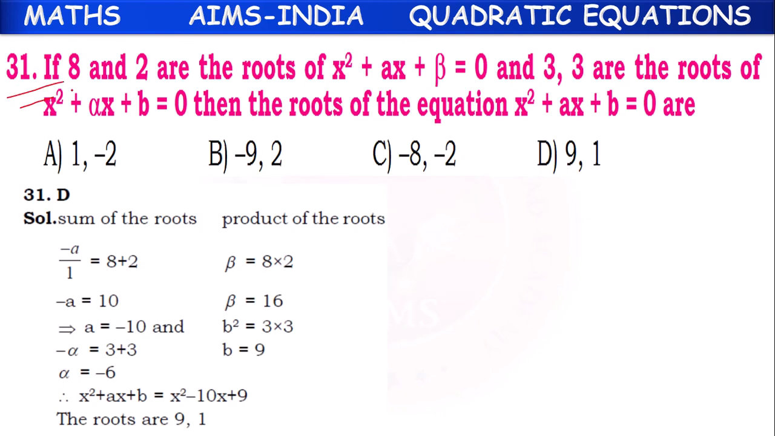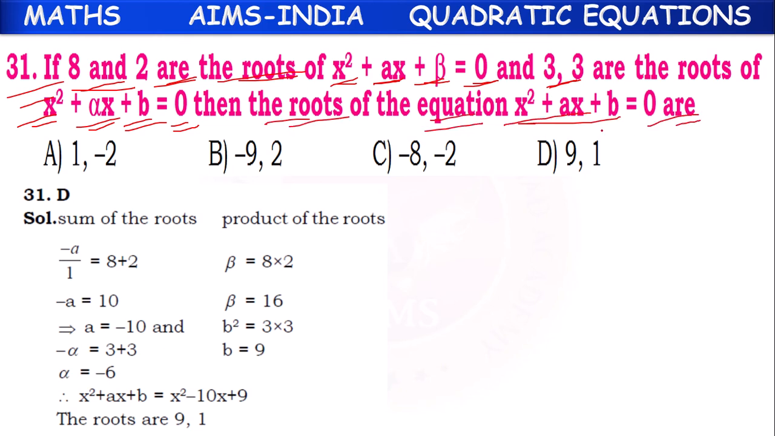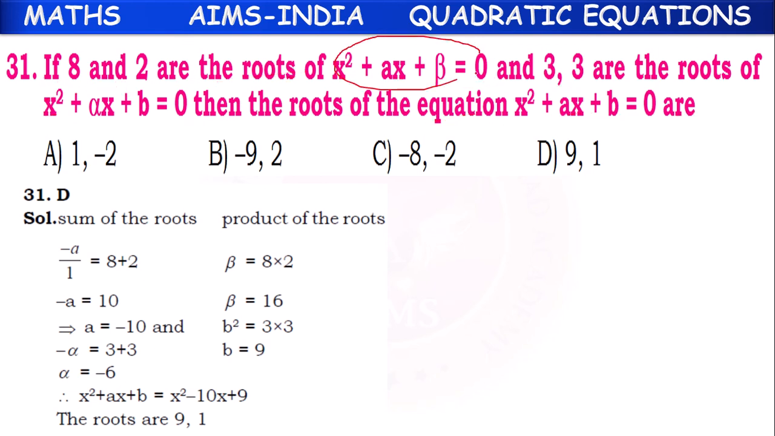Next, children. If 8 and 2 are the roots of x square plus ax plus beta equal to 0, and 3 comma 3 are roots of x square plus alpha x plus beta equal to 0, then the roots of equation x square plus ax plus b equal to 0 are how much? So they have given the roots of first equation 8 comma 2, second equation 3 comma 3, and what are the roots of the third equation that we have to find?